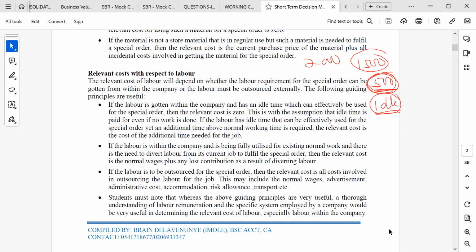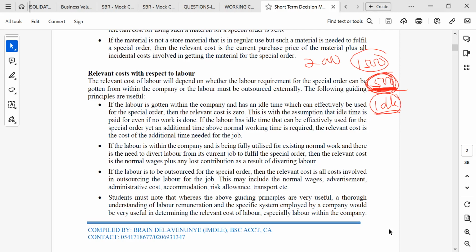So if we have gotten a contract right now, and a contract requests a labor hour of 500, it means that we are not going to be incurring any cost on the contract, because this particular 500 hours, they are not working, but we are paying them. So this particular hours is already paid for.